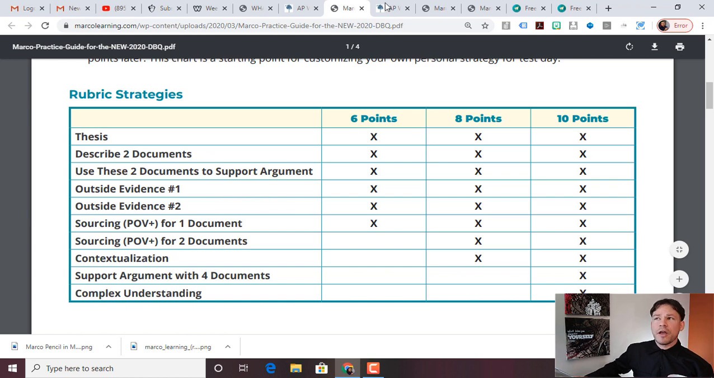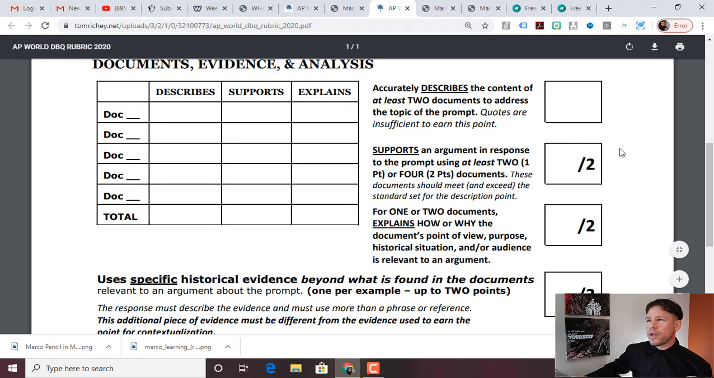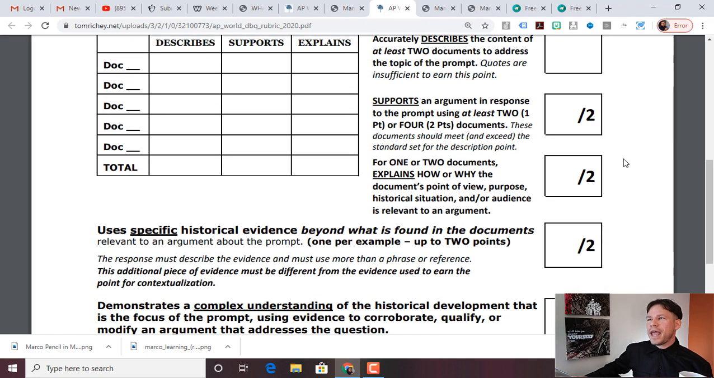and then we focus on these points we're getting for outside evidence and POV plus. Now, these are real game changers. POV plus, HIPP analysis, whatever it is that you typically call it. So when we look here, now instead of doing 3 POVs for 1 point, you can do 2 POVs and get a point for each of them. So every time you do a POV, context, audience, or purpose for a document, point.